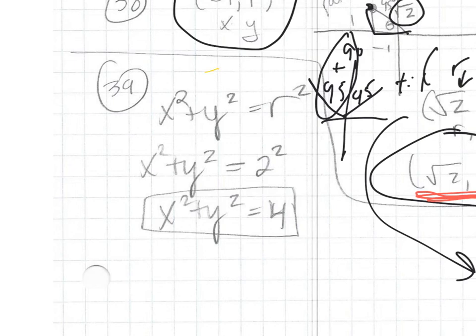For this last one, we know that for 39, x squared plus y squared equals r squared. And so if they tell us that r is 2, we just plug that into the r slot. And when you square it, you get 4. So we have x squared plus y squared equals 4.